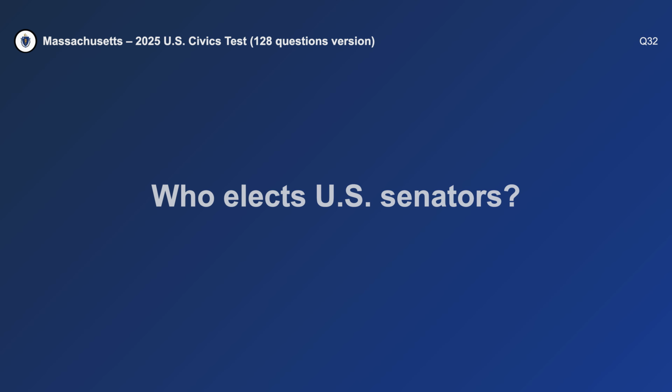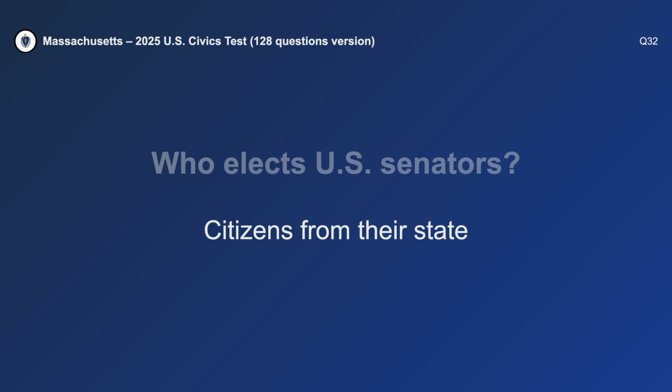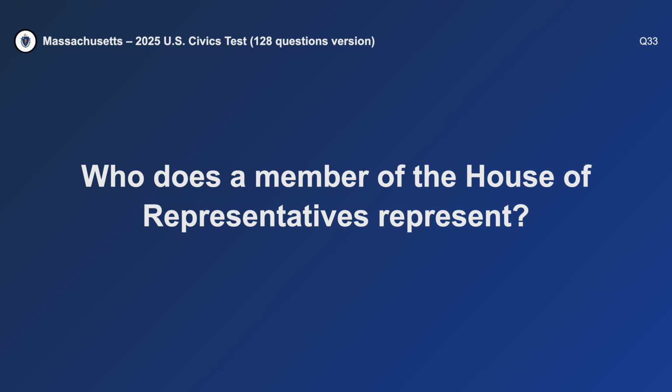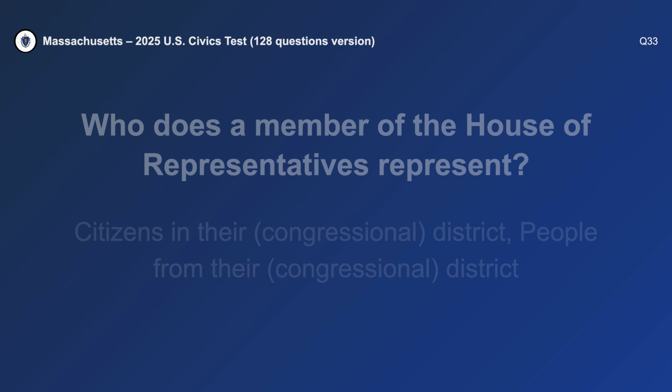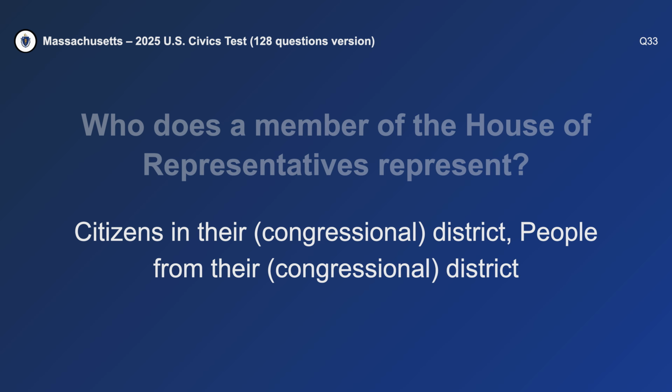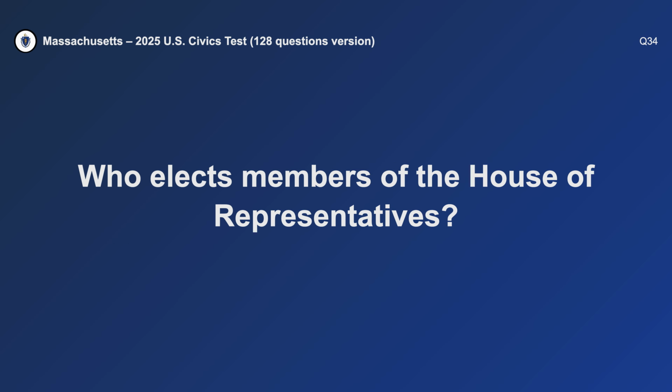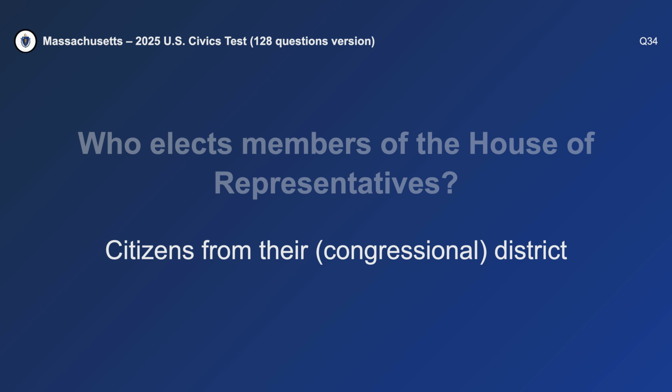Who elects U.S. senators? Citizens from their state. Who does a member of the House of Representatives represent? Citizens in their district. Who elects members of the House of Representatives? Citizens from their congressional district.